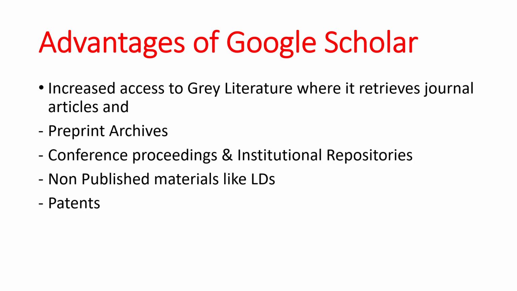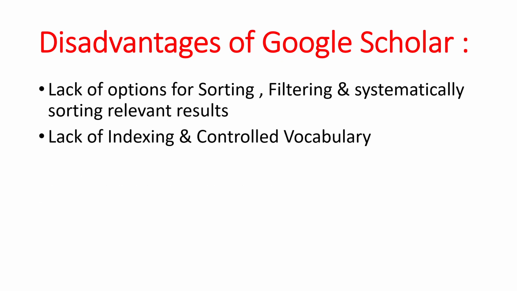when you want to search something which is not published, like LDs or some of the short studies which are there with the institution but are not published, and some of the patents which are there in the institutions but are not yet published. You can access those things through Google Scholar. But one of the main disadvantages of Google Scholar is the lack of options for sorting, filtering, and systematically sorting relevant results. It also lacks indexing and controlled vocabulary.